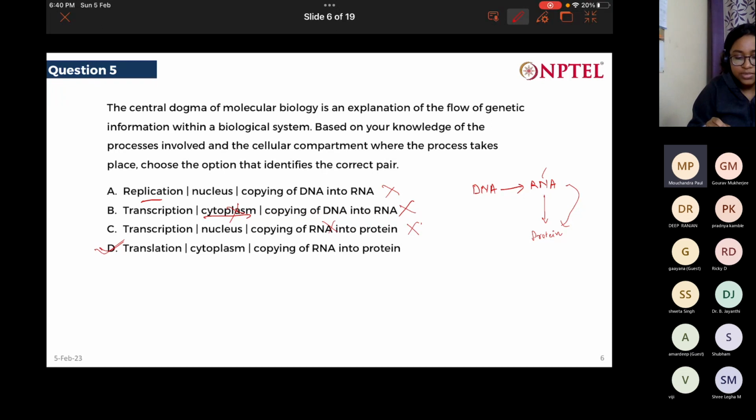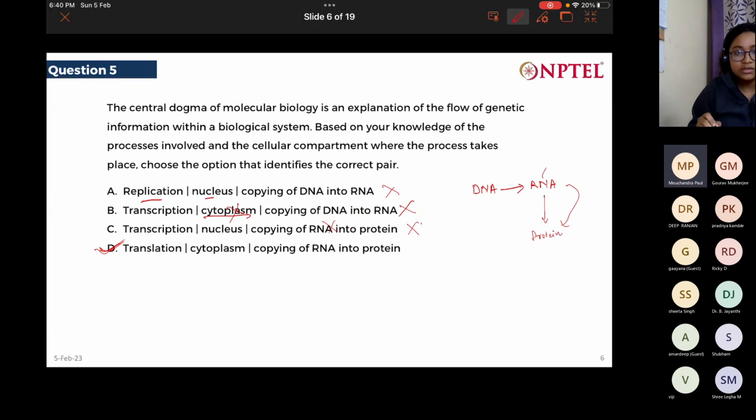Replication happens in the nucleus, correct, but it doesn't involve copying DNA into RNA. Then transcription doesn't happen in the cytoplasm. All right, this option is also wrong. Then transcription, yes, it happens in the nucleus, but it doesn't involve copying RNA into protein. So the correct answer is D.